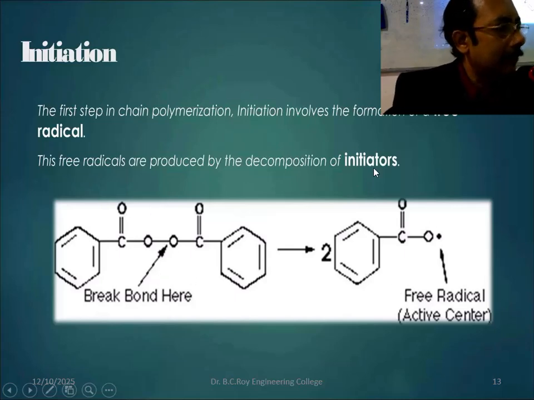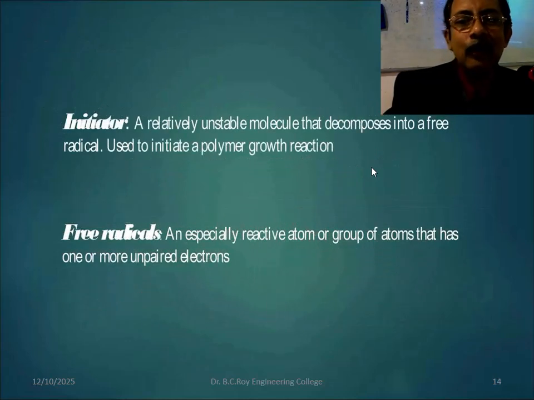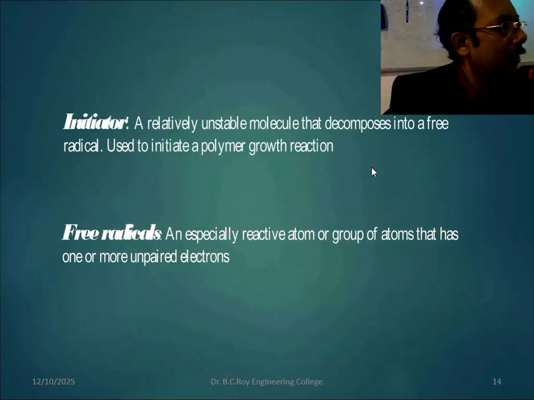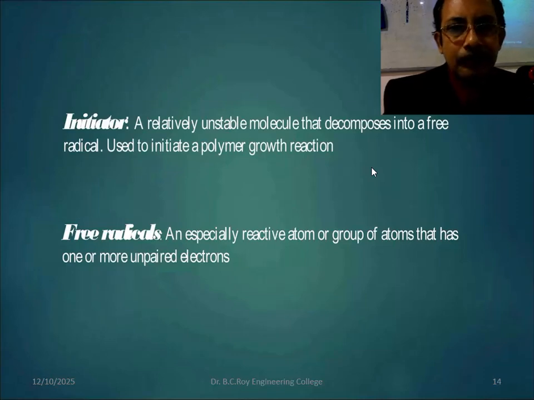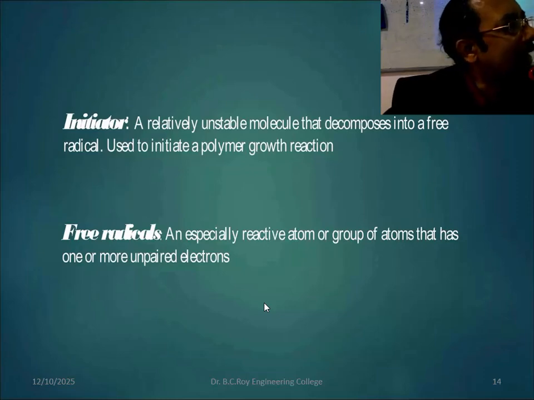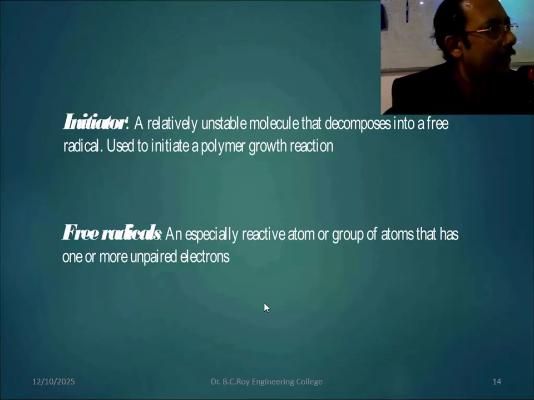So this position breaks and you get free radicals. They are very much active, meaning ready to react. Unreactive means not ready to react. So from the initiator, free radicals are generated. What are free radicals? A reactive atom or group, like Cl dot or CH3 dot. Sometimes a group of atoms or a single atom can act as a free radical.